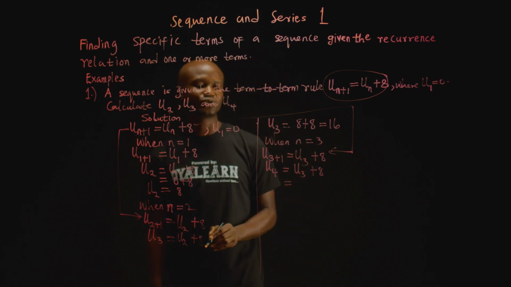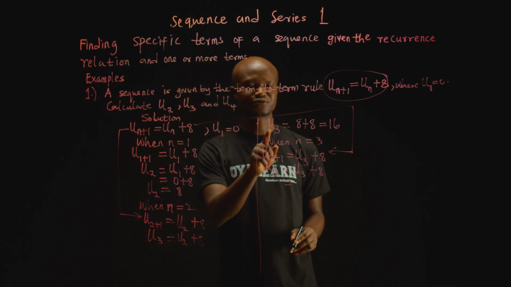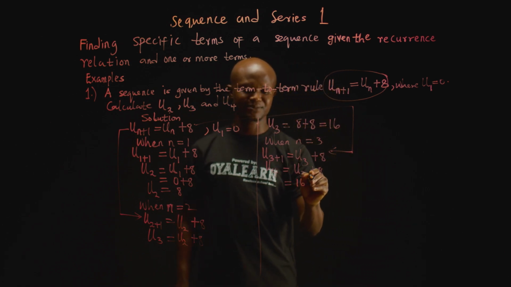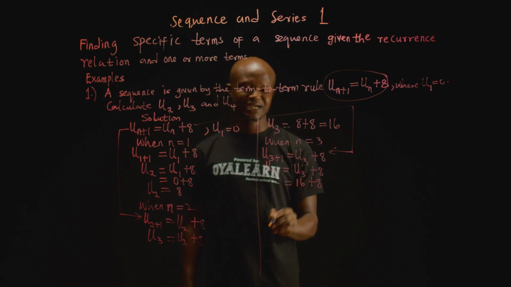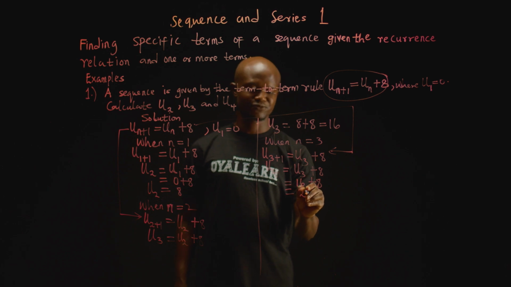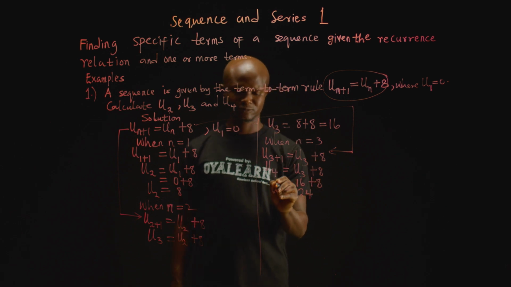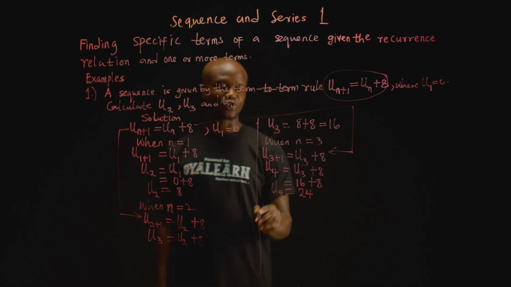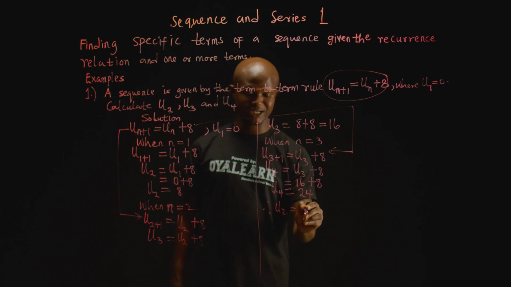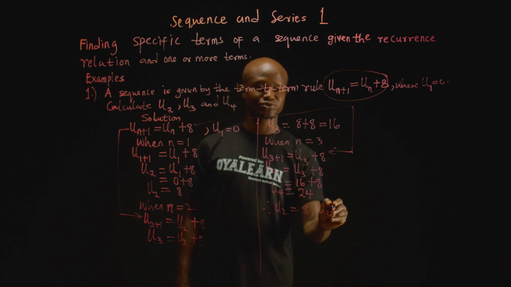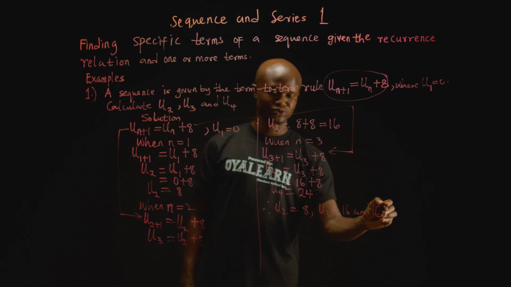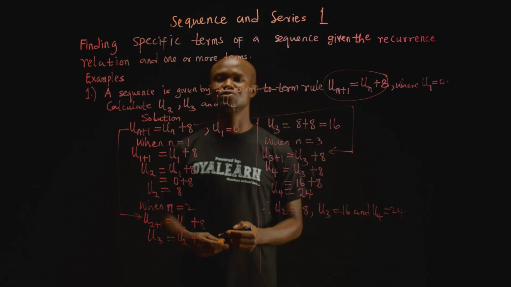Now, anywhere we see U3, we already know the value of U3 to be 16. So we substitute. It is going to be 16 plus 8. In this case, 16 plus 8 will give us 24. So we can now conclude that U2 equals 8, U3 equals 16, and U4 equals 24. That is the solution to the problem.